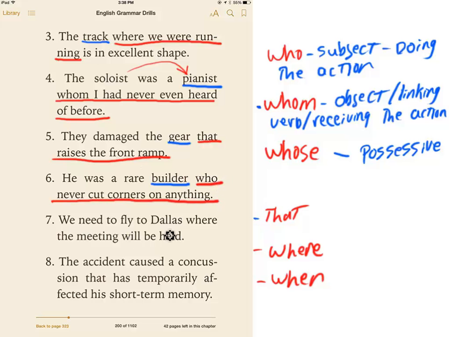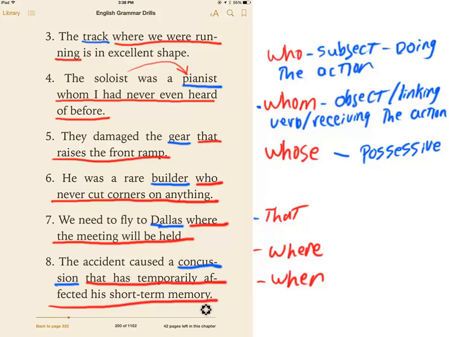We need to fly to Dallas. Oh, Dallas. We need to fly to Dallas. It's a place. Oops, antecedent. So we use where the meeting will be held. Okay, and of course this is the adjective clause. The accident caused a concussion. Oh, a concussion is the antecedent. It's not human. That is a relative clause. Has temporarily affected his short-term memory. Okay, so that's how I would do it.